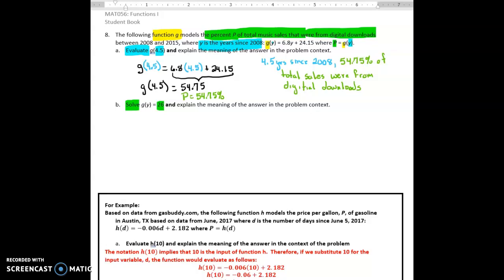All right. So for part B, it says to solve. That means I know the output value, and my output value is 26. I'm trying to figure out what my input is. So 26 now equals 6.8y plus 24.15. We're going to solve this. We need to move the 24.15 because it's being added, so we subtract 24.15. And when we do that, we end up with 1.85.